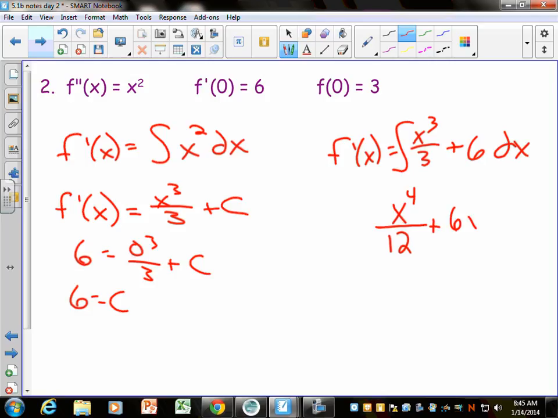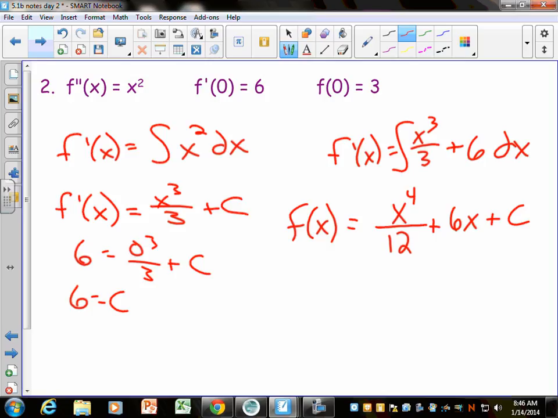Plus 6x plus c. Really important that you remember the c part. If you forget the c part, then you can't plug in the value and you miss lots of points. On the AP test, almost every year on the free response, there's a question where you have to solve a differential equation. And if you don't remember the c, you can only get 2 out of 5 points on that problem. So that's how important the plus c is.